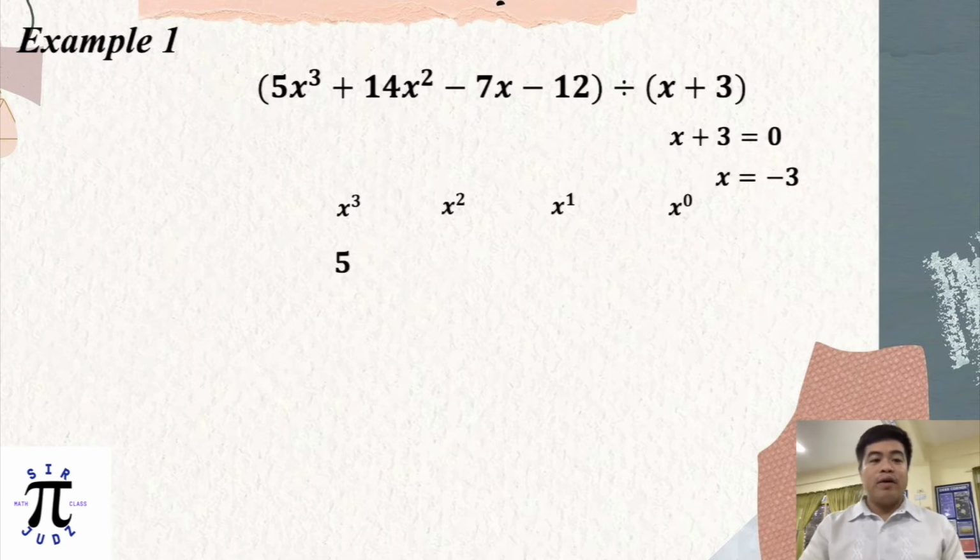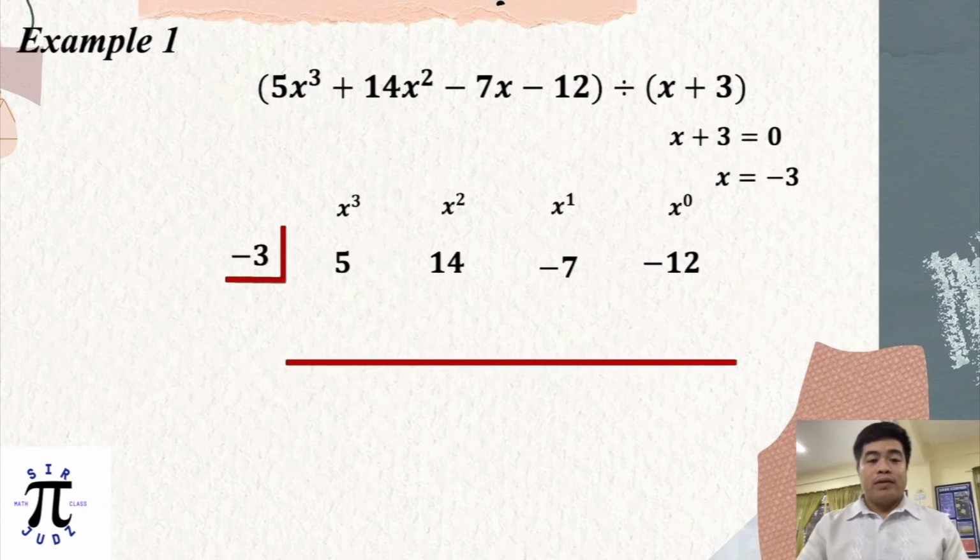So under x cubed, you have 5. X squared, you have 14. You have x to the power of 1, you have negative 7. And x to the power of 0 is negative 12. So that is your constant term. And then, yung x equals negative 3 kanina, you are going to use that as your multiplier later. So we're going to write the line and then addition.